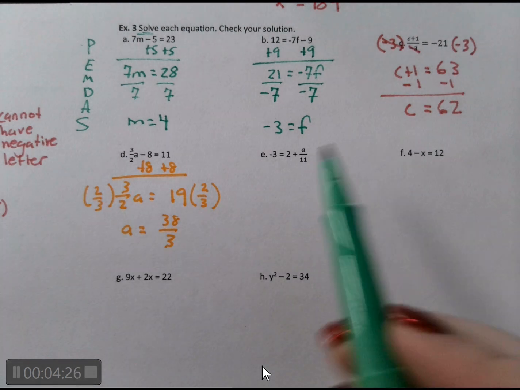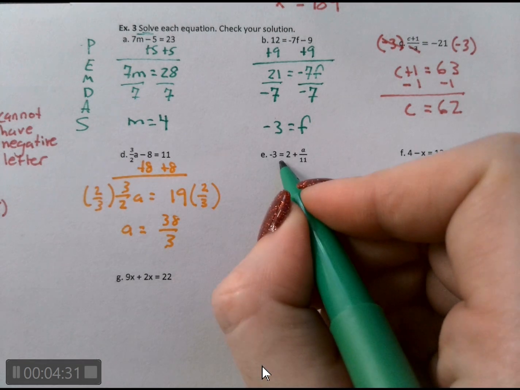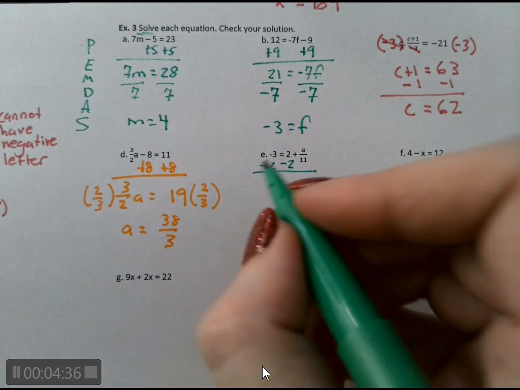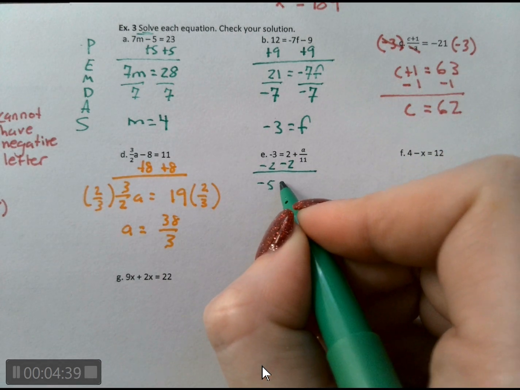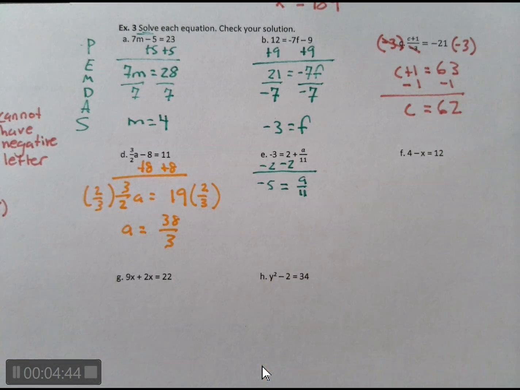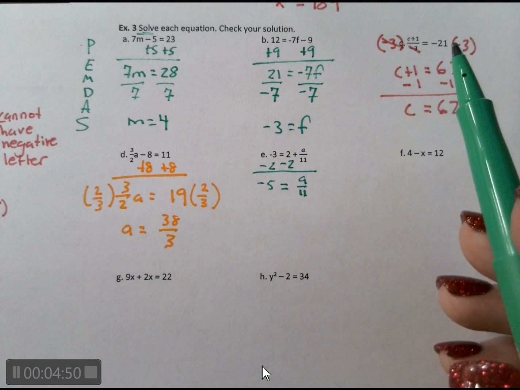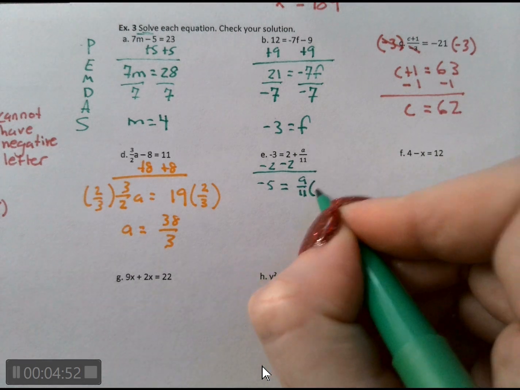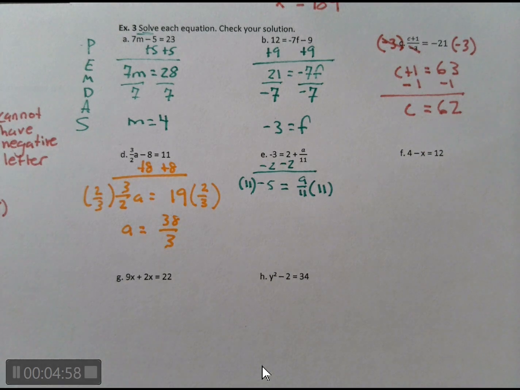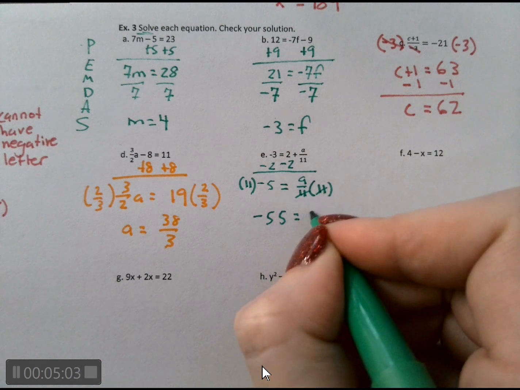Alright, for E, we have negative 3 equals 2 plus a over 11. So we are going to start by subtracting 2. Negative 3 minus 2 is going to give us negative 5 equals a over 11. And just like with problem C, because my a is over top of the 11, we are going to multiply 11 to both sides. So I have 11 times negative 5, which is going to give me negative 55, equals a.